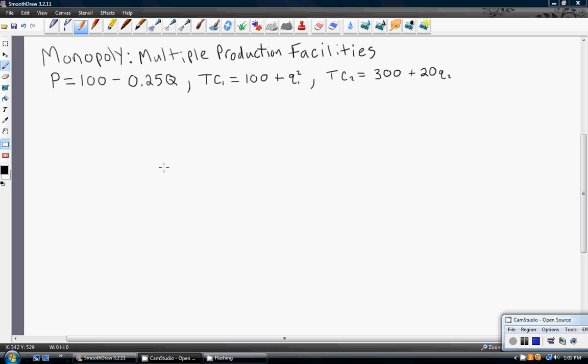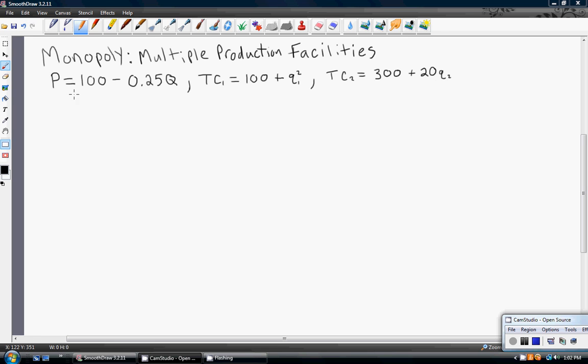In this video, I will show how a monopolist with multiple production facilities maximizes profits. Here we have a monopolist who faces the following market conditions given by this inverse demand equation. The monopolist can produce this output Q from plant 1 with the following total cost structure, and from plant 2 with the following total cost structure, where these subscripts represent which plant this output is being produced from.